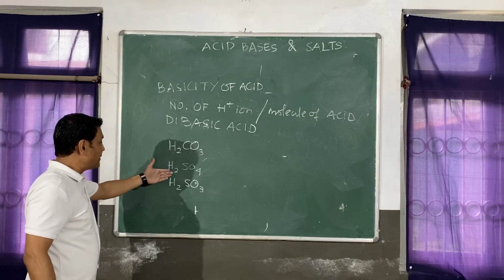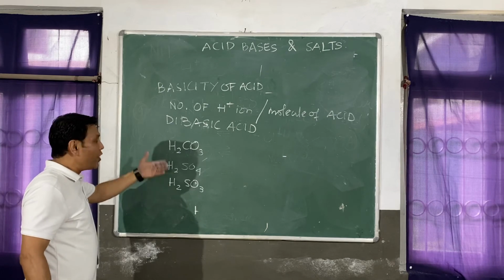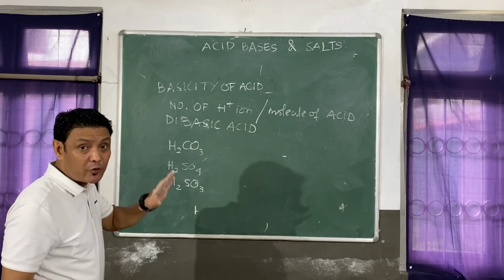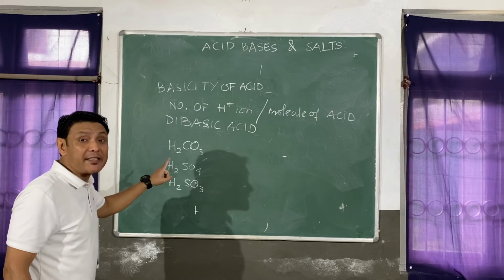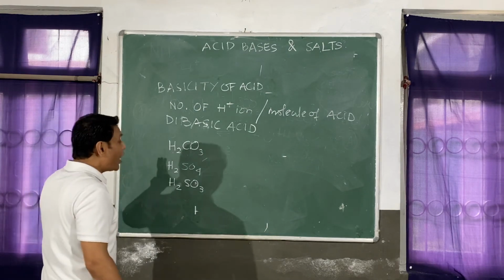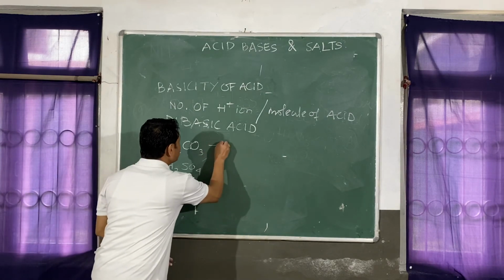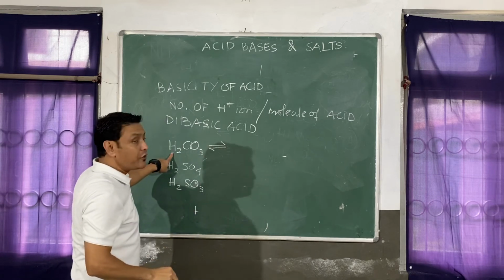Carbonic acid, sulfuric acid, sulfurous acid. We are not talking here about the strength of an acid. We are talking about the fact that they are dibasic acids. Why are they dibasic acids? Because they produce 2 hydrogen ions.